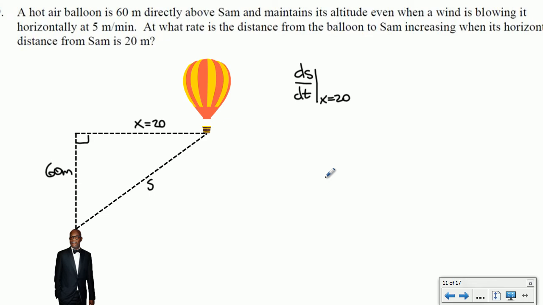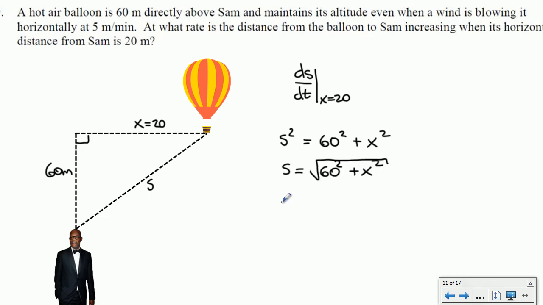So first thing we need to do is come up with a relation between s and x. Because s is the hypotenuse of this right angle triangle, we could say that s squared equals 60 squared plus x squared. So then if we want to find s, what we would do is just square root both sides. So we can do it like this.